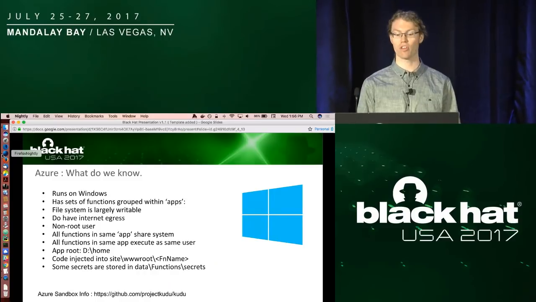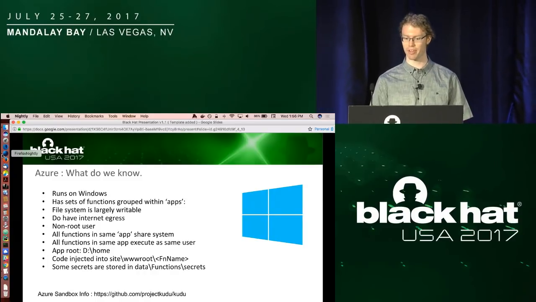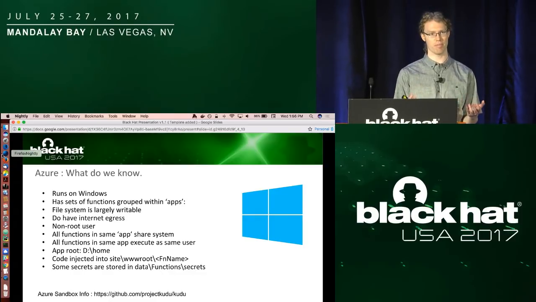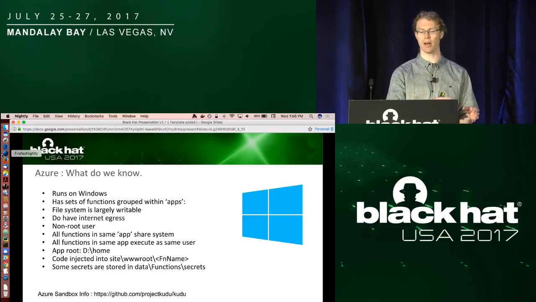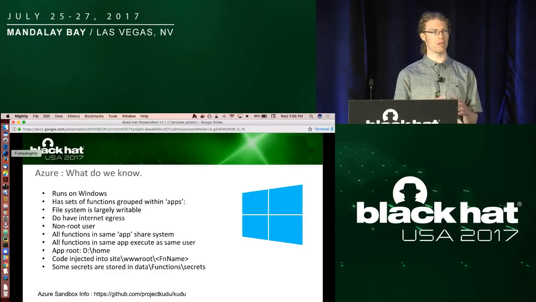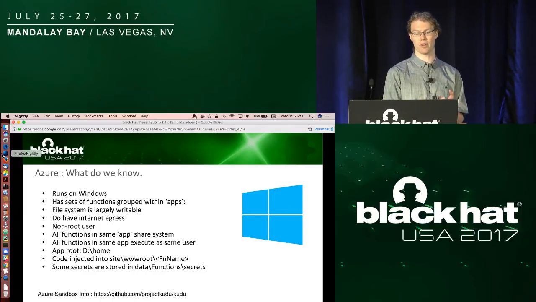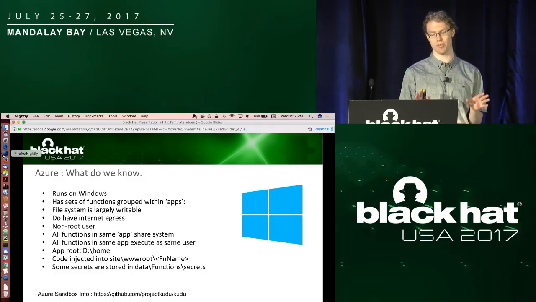So for Azure, shockingly, it runs on Windows. And then the big difference is that it has sets of functions grouped within apps. And so unlike Lambda, where a function is basically just a little container that gets spun up and then spun down, an app is basically a whole deployed Windows server somewhere that's going to be running IIS and has all your functions sitting on the file system. This file system is largely writable. It does have internet egress. It doesn't have a root user.